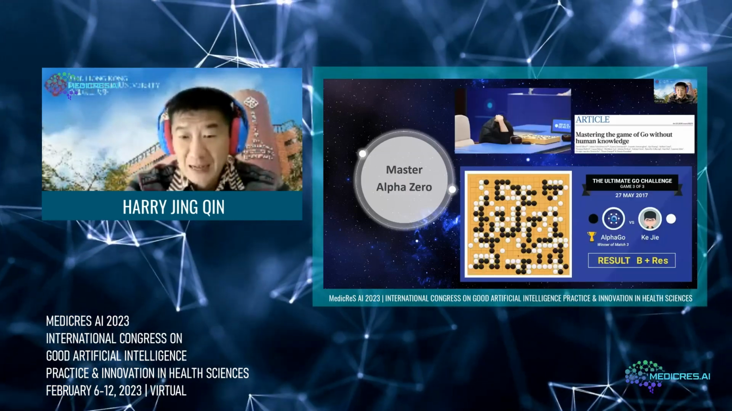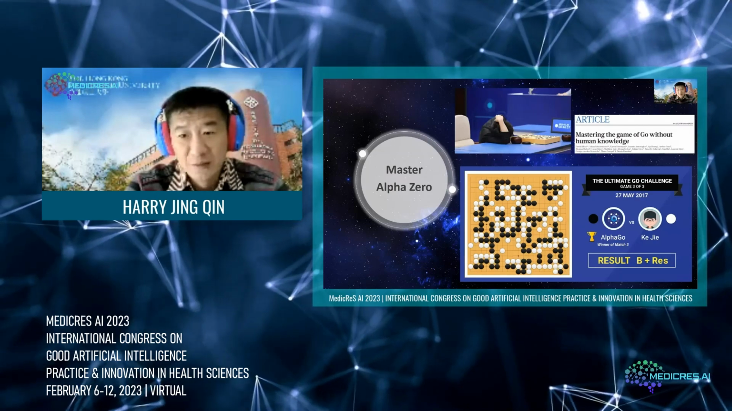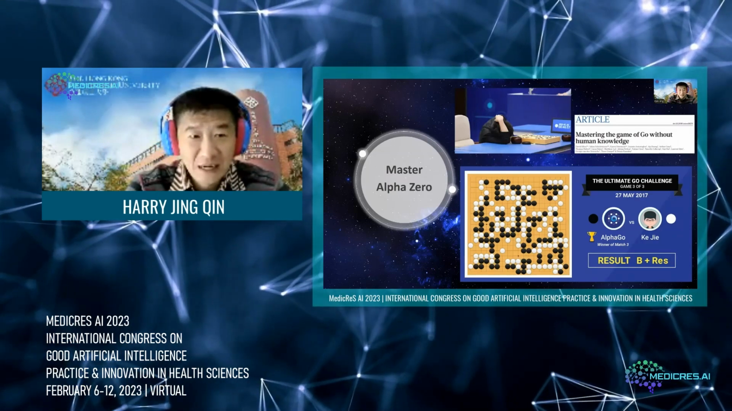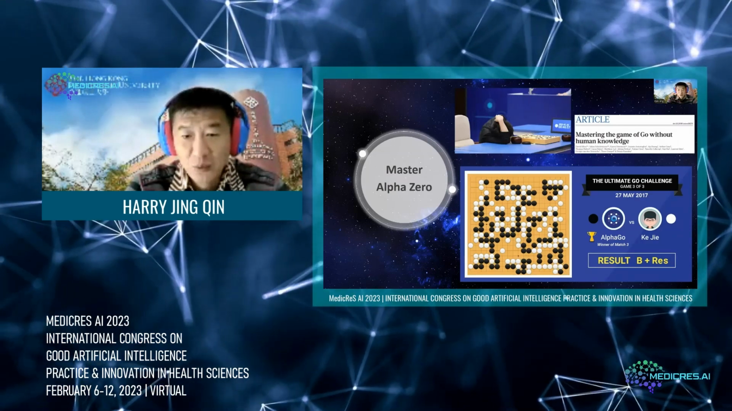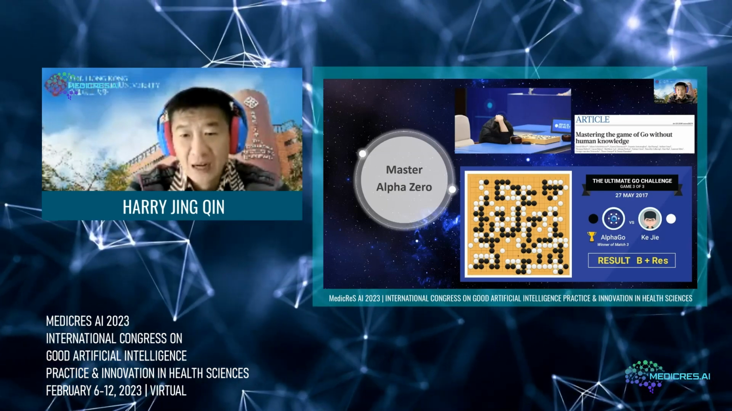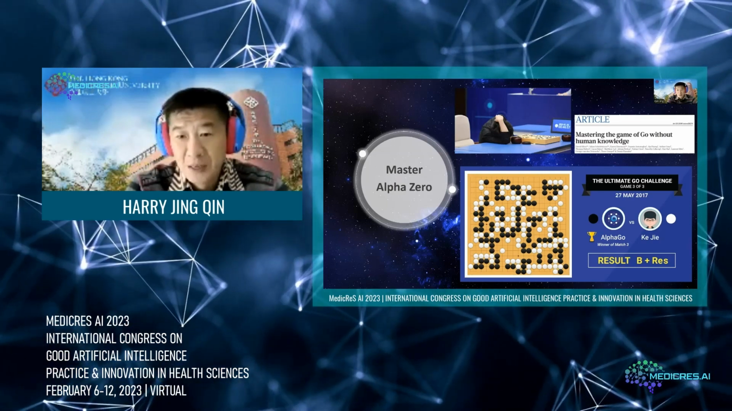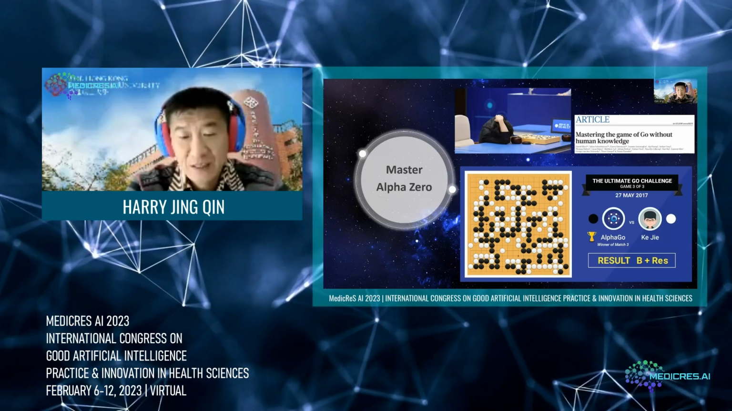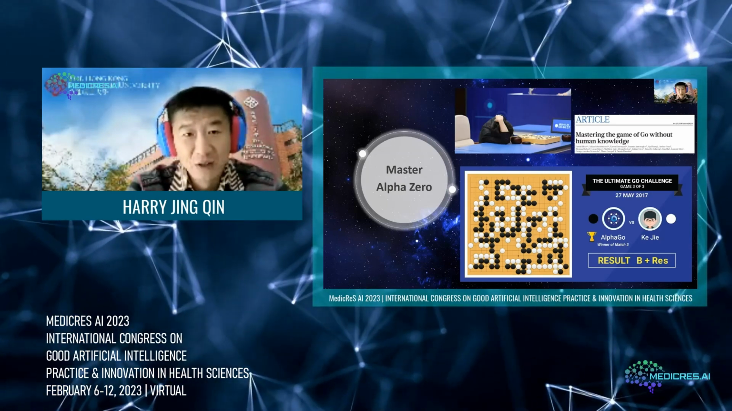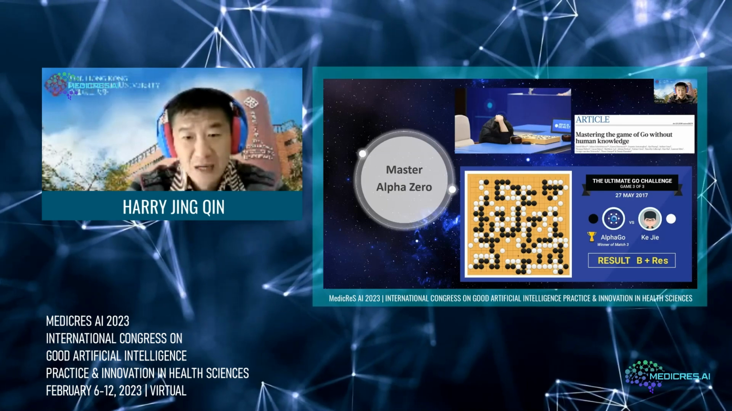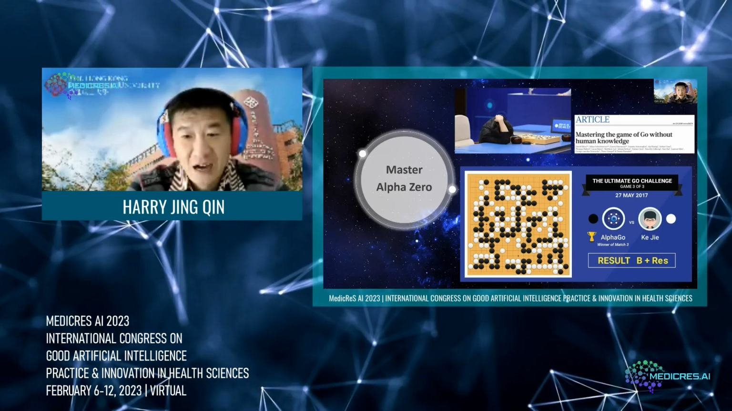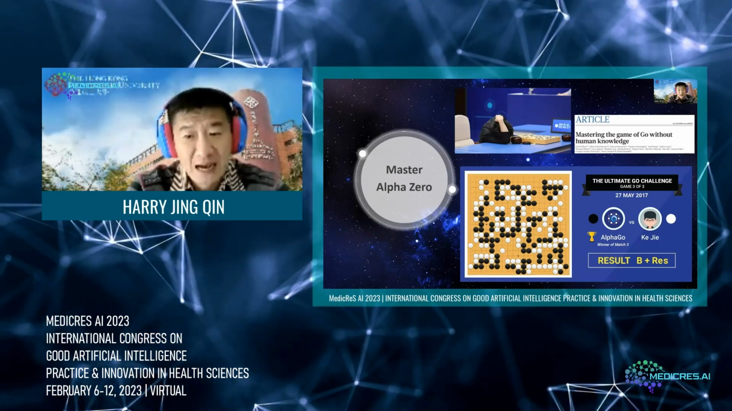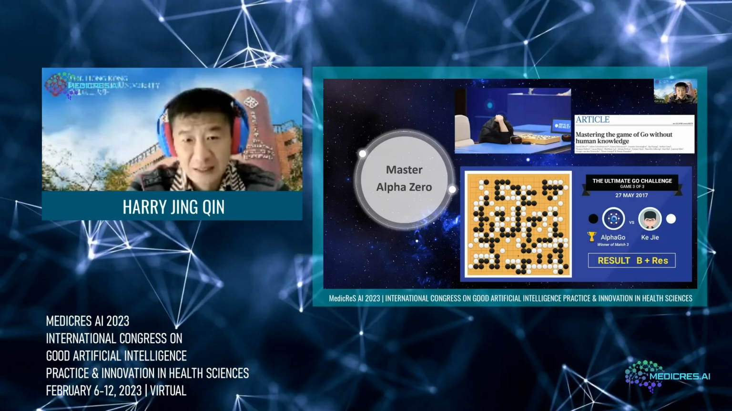Later, DeepMind developed another two versions of AlphaGo called Master and AlphaZero. The version AlphaZero can even master the game of Go without human knowledge, which is achieved by a technique called reinforcement learning. As shown in these figures, AlphaZero beat China's top Go player Ke Jie.